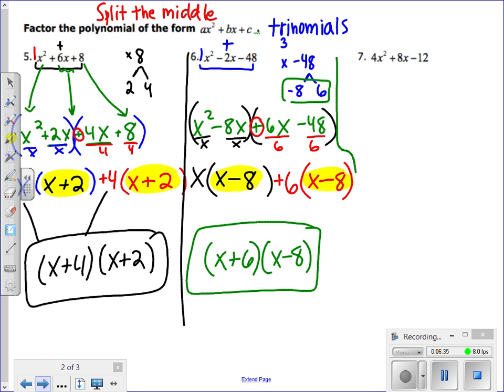All right, last but not least, number 7 for split the middle. I always start by multiplying the first number, in this case 4, by the last number, negative 12. Okay. But wait, hold on. I noticed something here. I should have noticed this before. When I multiply 4 and negative 12, I'm going to get negative 48, which is okay. Negative 48 isn't that big of a number. But we don't always like big numbers to have to multiply to.